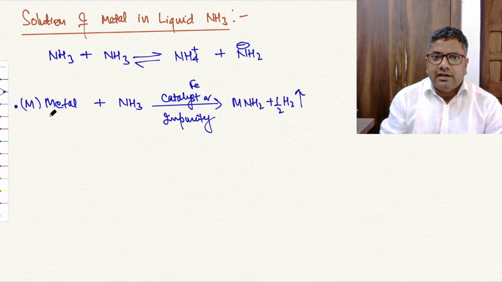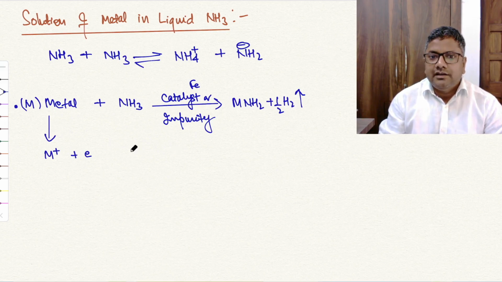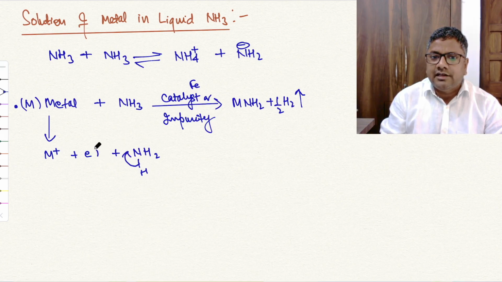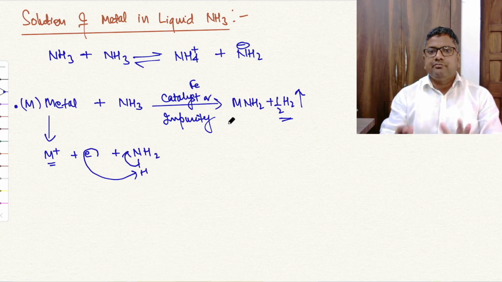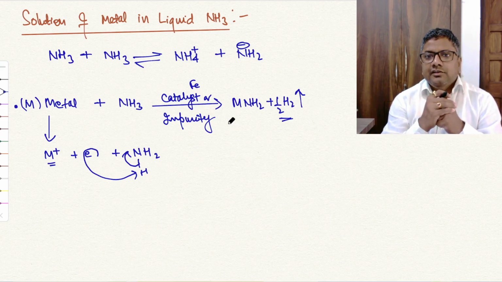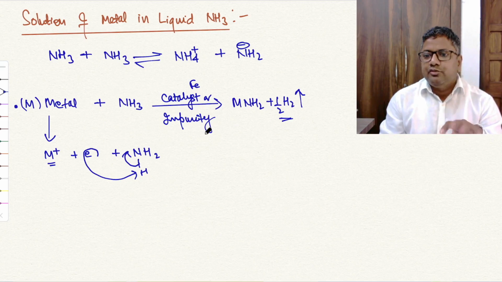The metal has low ionization energy, as all of you know, so it forms M+ and an electron. NH3 dissociates to give H+, and this electron is accepted by H+ to form hydrogen, and NH2- is stabilized with M+. So this is the simple reaction that takes place when you take a metal with some impurity or some catalyst like iron.